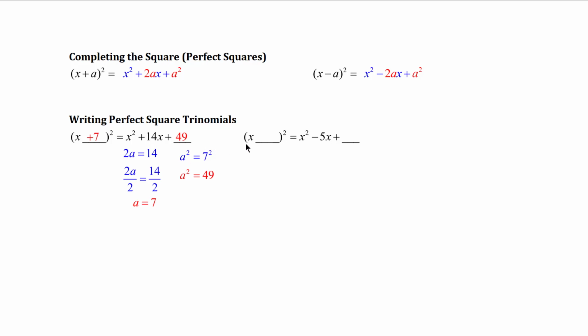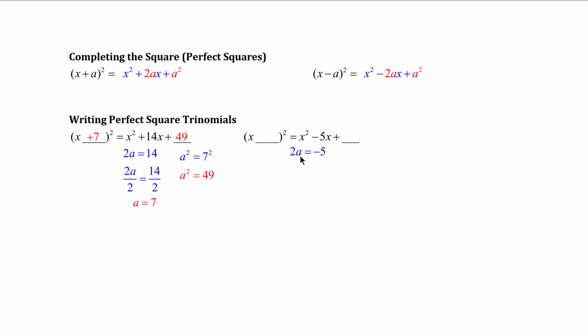Here I have (x + blank)² = x² − 5x + blank. So we need to complete the square by filling in the values that go into the blank spaces. Alright, we know that the middle term of the trinomial, −5, is always equal to 2a. So I have 2a = −5.